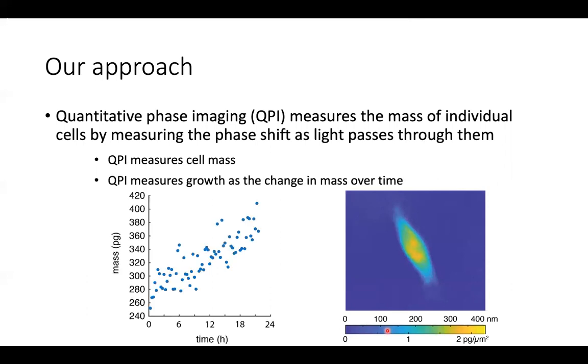Quantitative phase imaging measures growth as the change in mass over time. So by measuring mass repeatedly throughout an experiment, we can measure cell growth at all points in time during the experiment.